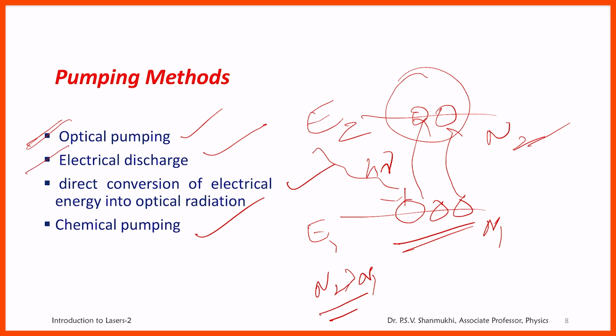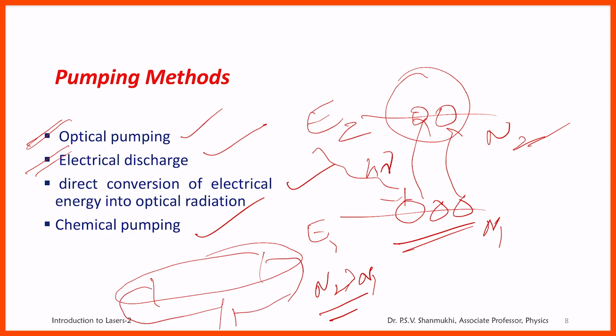Coming to the second one, electrical discharge. Actually, this optical pumping is used in the case of the ruby laser. You will come to know later. And in the electrical discharge method, we take a discharge tube, there will be two electrodes, and the voltage will be supplied to that.